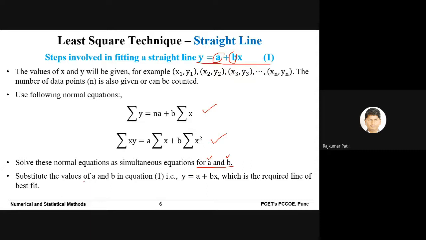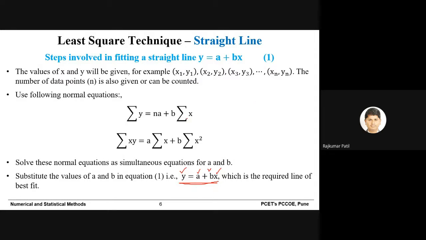Then finally put the values of A, B in equation number 1, and ultimately you will get the equation y is equal to A plus bx, where A and B are now known to you. And once you get this equation y is equal to A plus bx, for any value of x, you can calculate the value of y. So this is how you can start predicting the values.